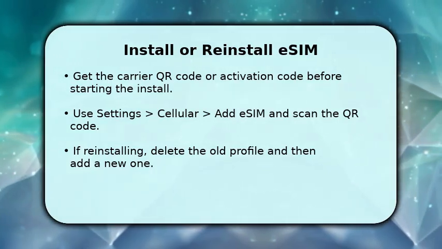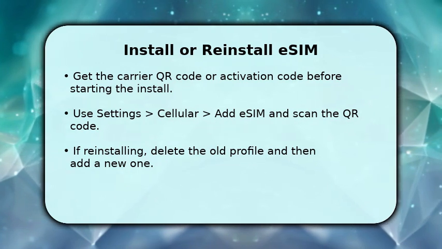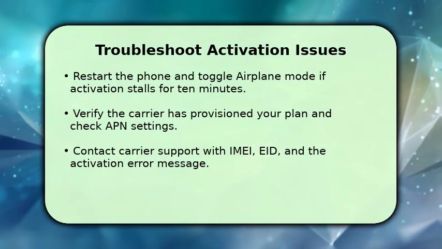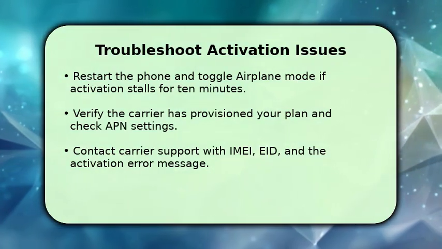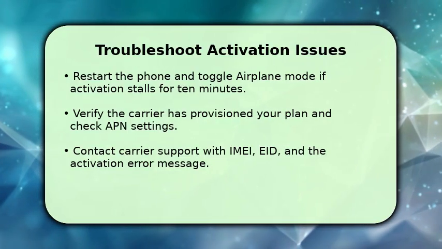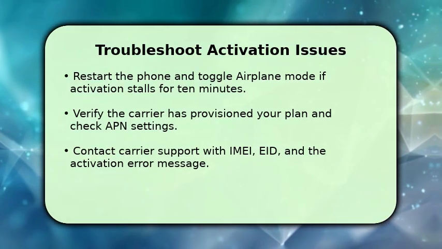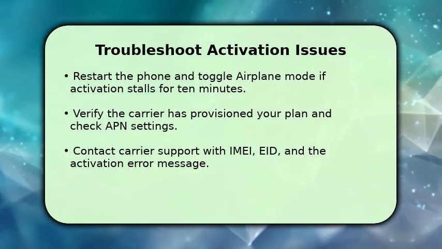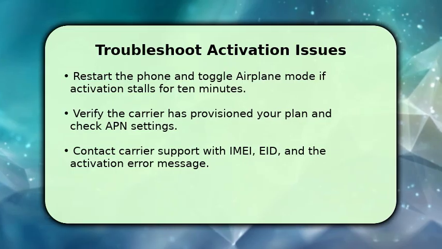Keep your carrier support number ready if activation fails or shows provisioning errors. Restart the phone and toggle airplane mode if activation stalls for 10 minutes. Confirm the carrier has provisioned your plan on their backend and that your account is active. Check APN settings and cellular data toggle if you have no network after activation.